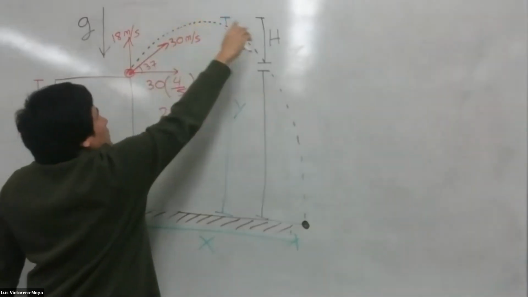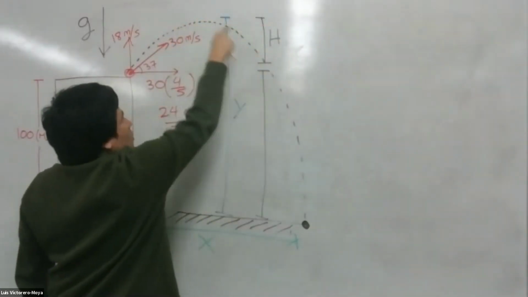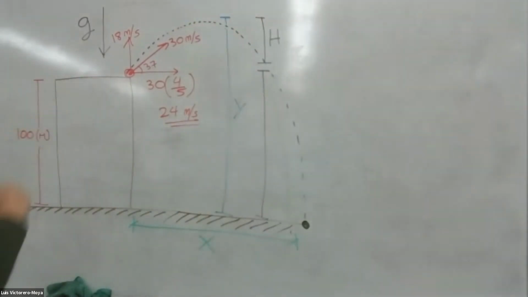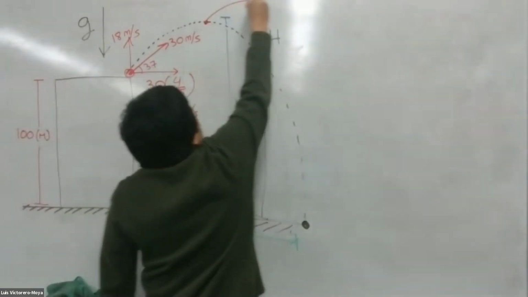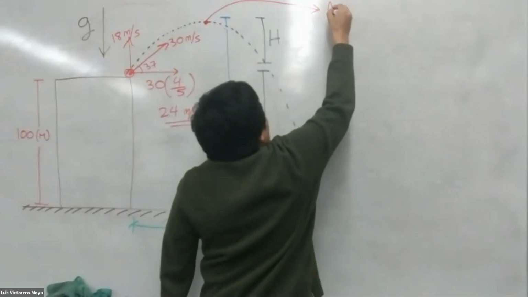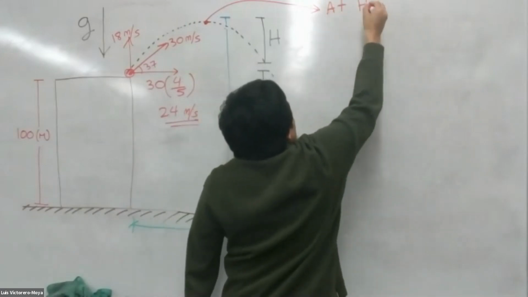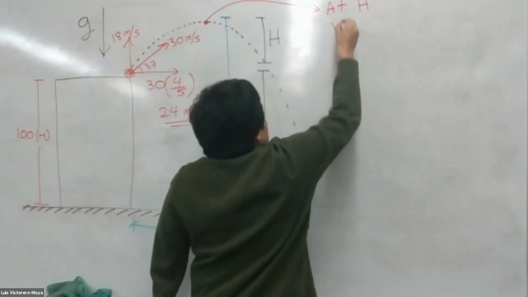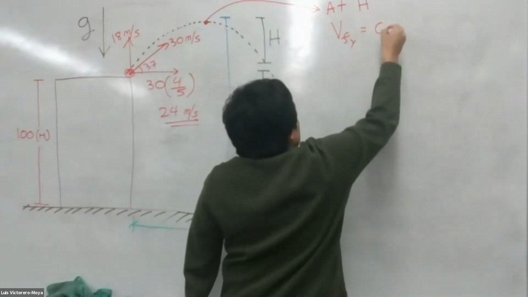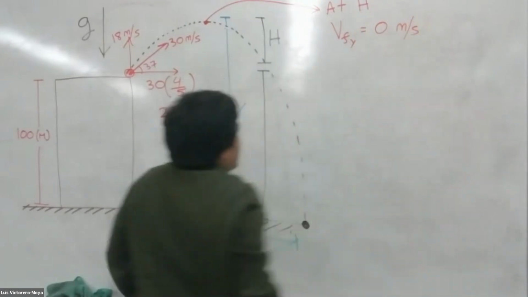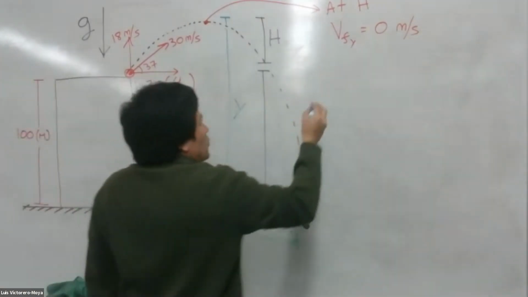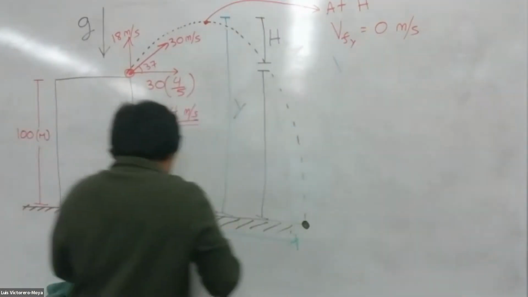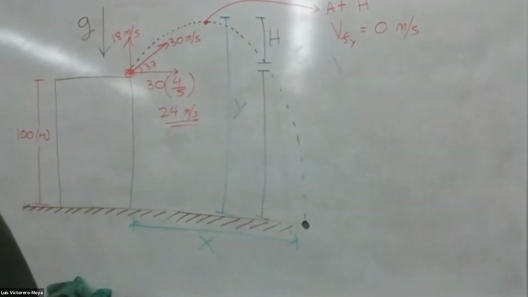So it goes up a certain height, and then it goes all the way down till here. So I want to find H. How much does it go up? We know that at the maximum height, H, the final speed on Y is 0. On Y, not on X. On X it keeps flying, right? So I'm going to use this again.